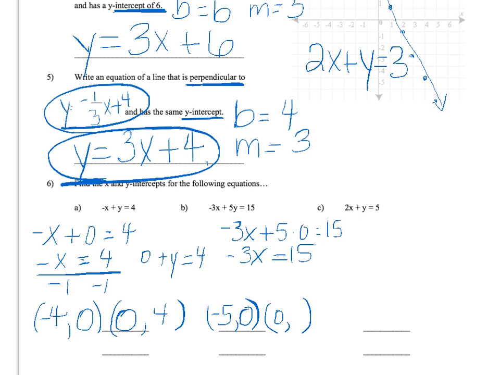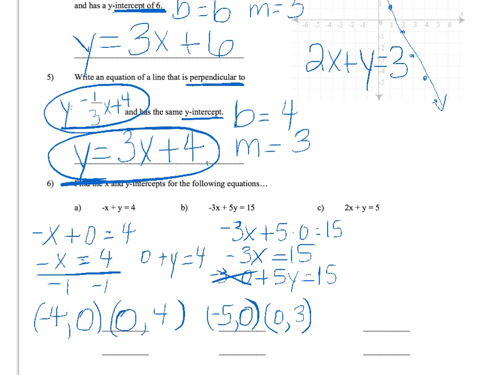Let's set the x equal to 0 to find the y-intercept. And so we have negative 3 times 0 plus 5y equals 15. And so really we're ignoring the negative 3 times 0. And we have 5y equals 15. And so then y equals 3.